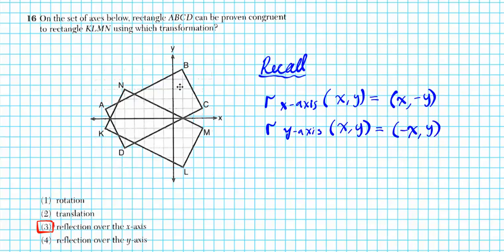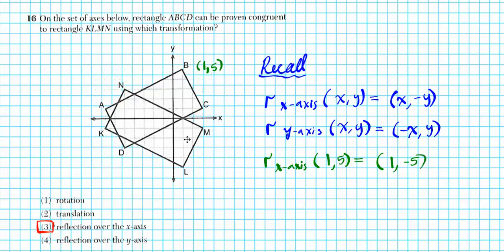Okay, now let's just pick a test point here just for verification purposes. Point B is (1, 5). Okay, so the question is, what's the reflection of this point about the x-axis? Reflection of (1, 5) about the x-axis simply means, following this formula, you negate the sign of y, and you end up with (1, negative 5).